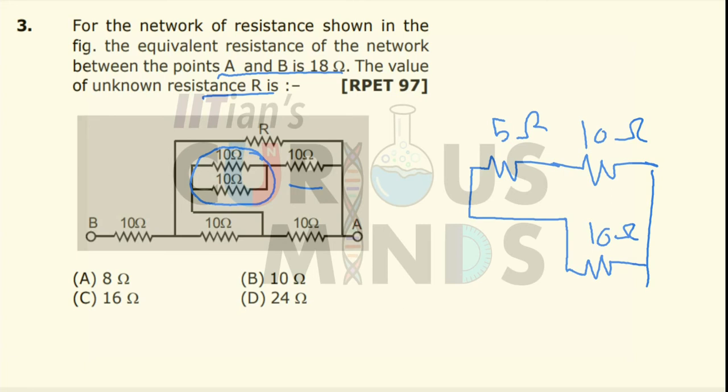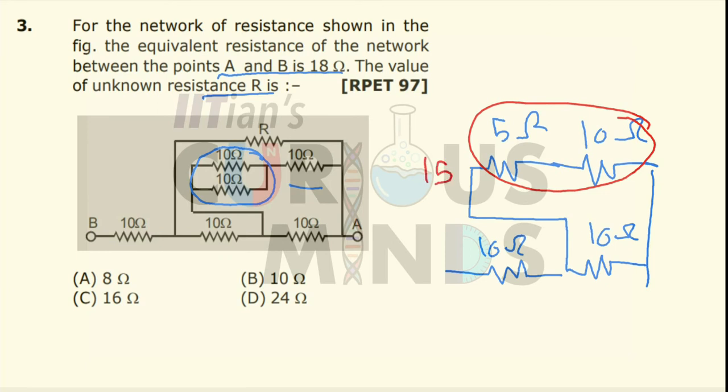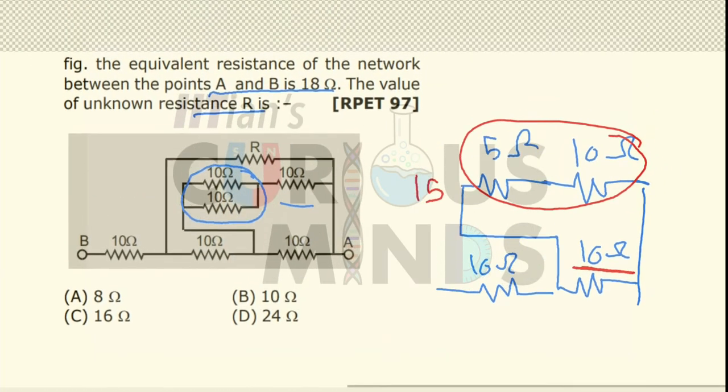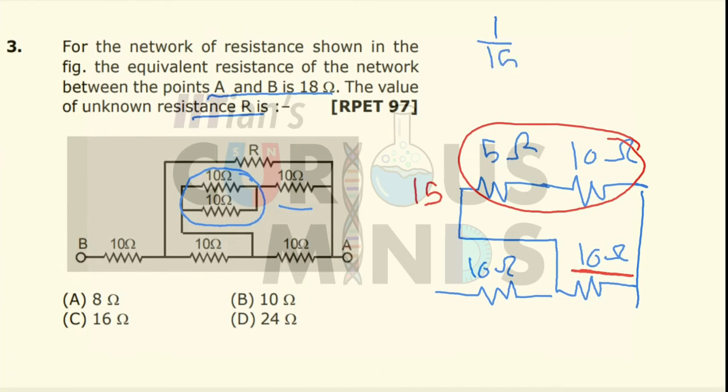Now as we can clearly see from the diagram, there is a 10 ohm resistance at this point. These two resistances are in series, so their equivalent will be equal to 15, and it is in parallel with 10. So 1 by 15 plus 1 by 10 will give me the answer as 5 by 30, which will be equal to 1 by 6.